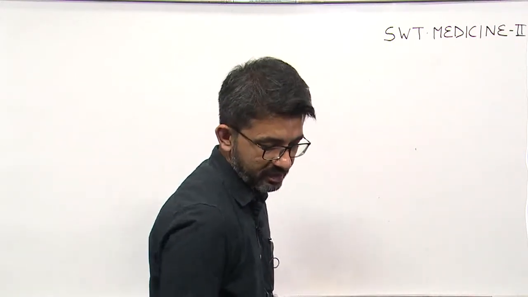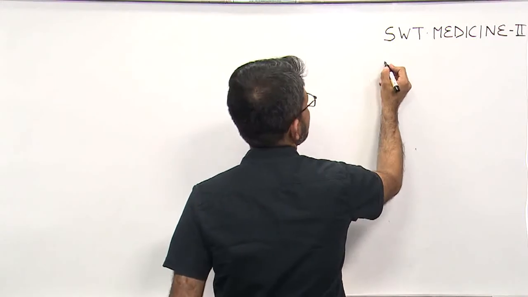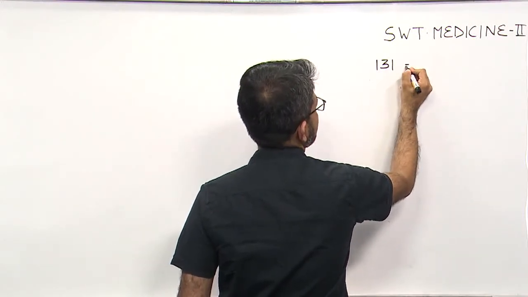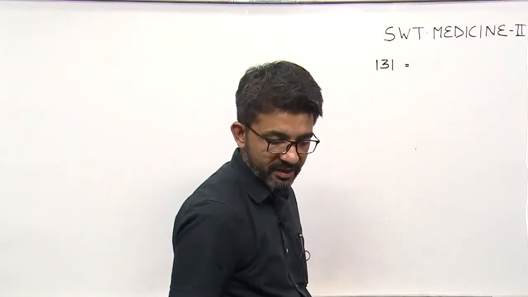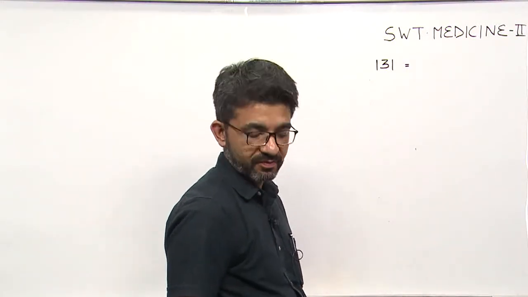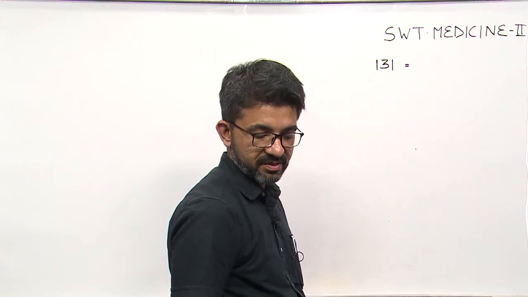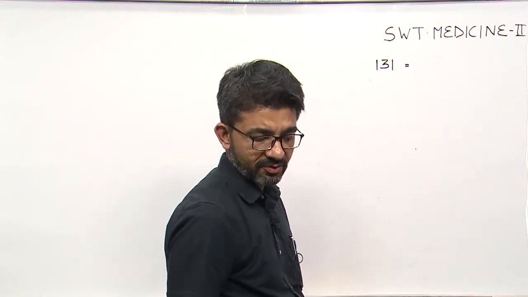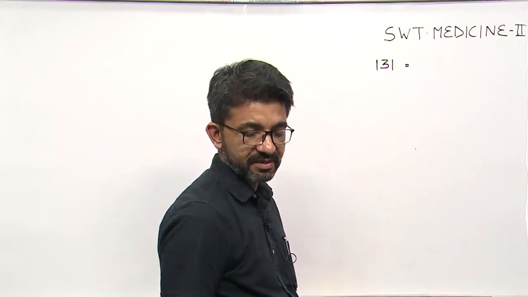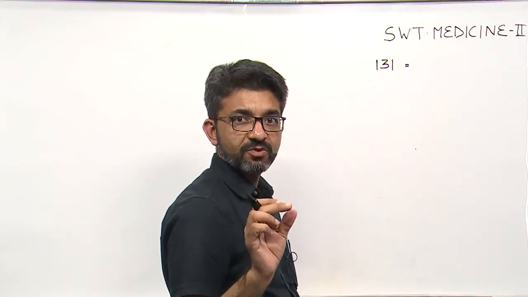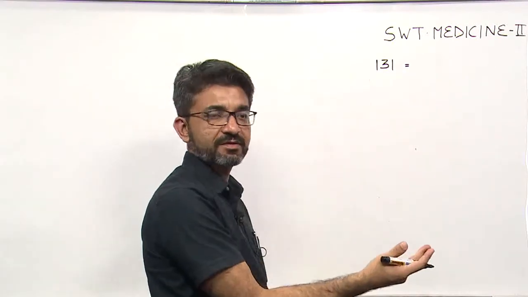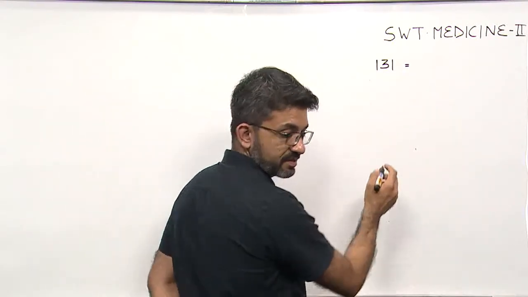Question number 131. The answer is all of the above. Liver disease, thalassemia, post-splenectomy, hemoglobin C. These cause target cells. Target cell is that central area of hemoglobinization. Usually we have central pallor, it is opposite of central pallor. So, answer is D.